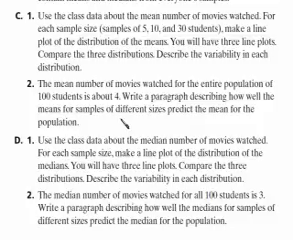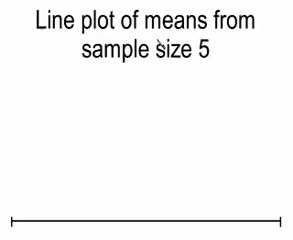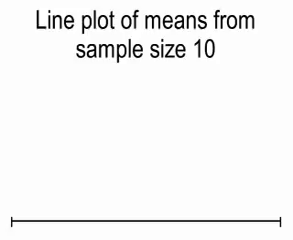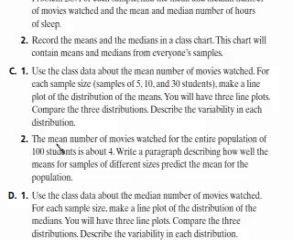watched for each sample size, and you're going to make a line plot of the distribution. So you'll have 3 line plots for the means. So you're going to describe the variability in each distribution. So you should have a line plot for the means of the sample size 5, the means of sample size 10, and the means of sample size 30. Then it tells you here that the actual mean of the 100 students was 4. So now how does that compare to our class means?